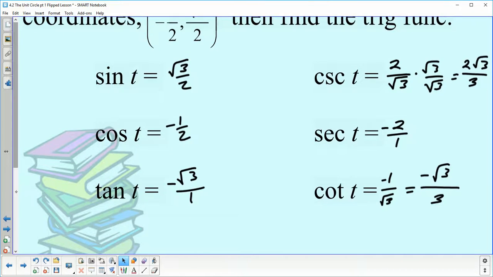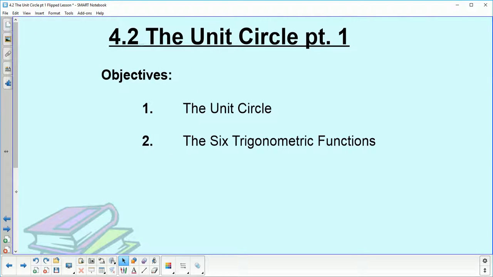Okay, so that is it for this lesson. Again, I'll show you a trick in class on how to memorize the unit circle a little bit, which you're going to need to do in order to be allowed to use it on your test. You're going to have to memorize it first and prove that you have it memorized.